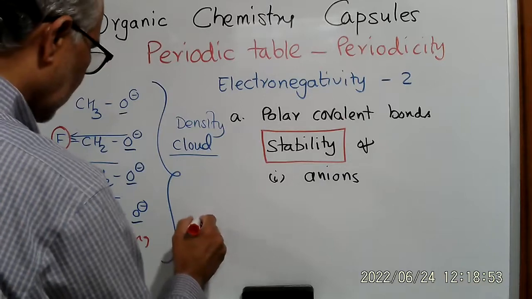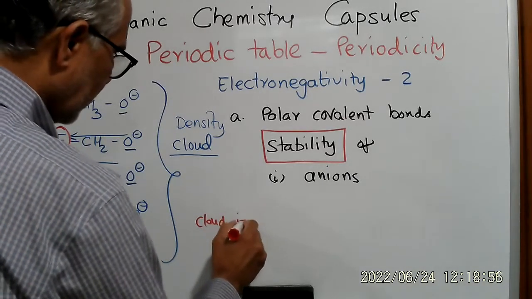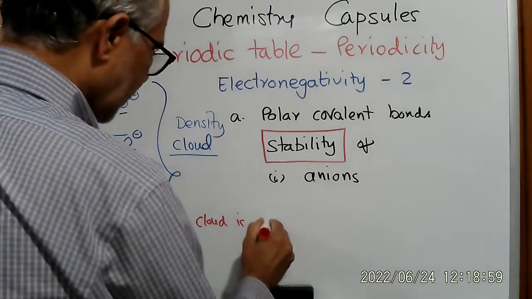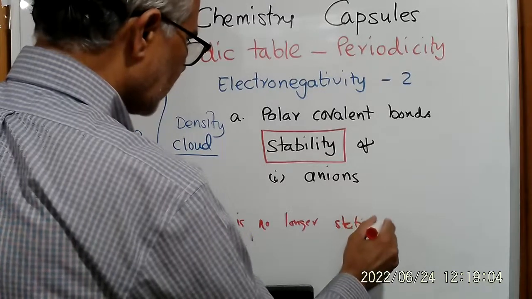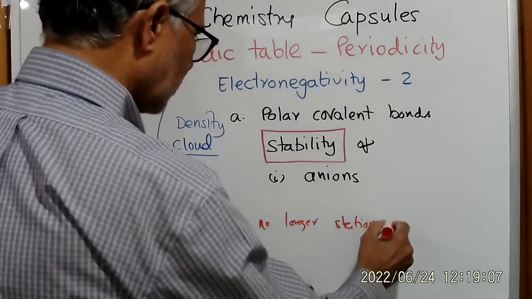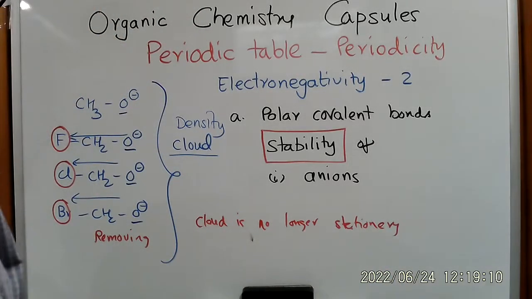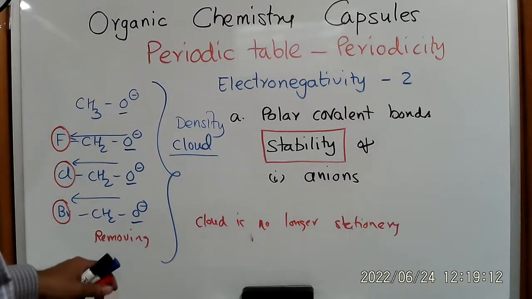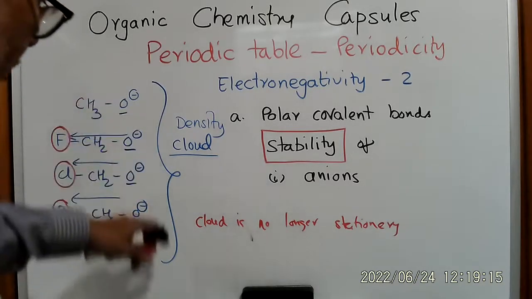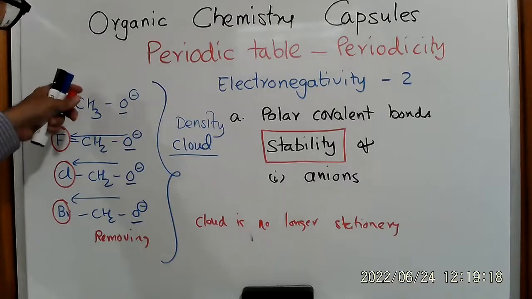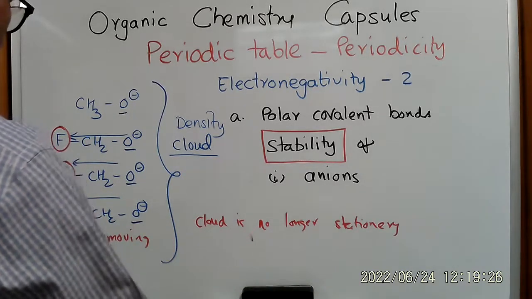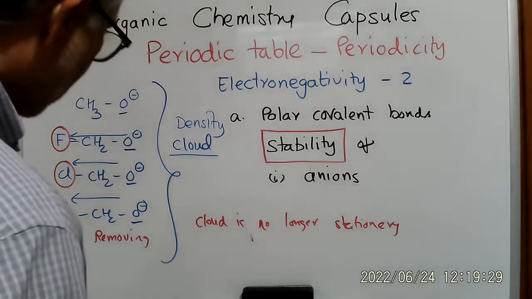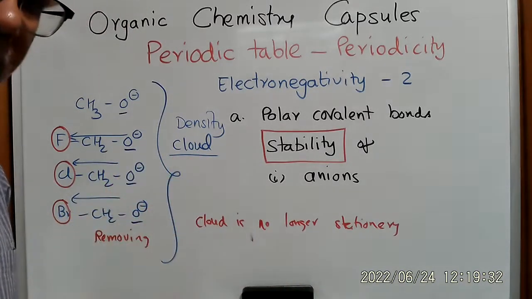So the electron cloud is no longer stationary, it's sort of spread out. It's no longer fixed on the oxygen atom in these three cases. In the first one, more or less. In the other three examples, these halogens are pulling the electron cloud away. So the negative charge is spread out, which makes it more stable.